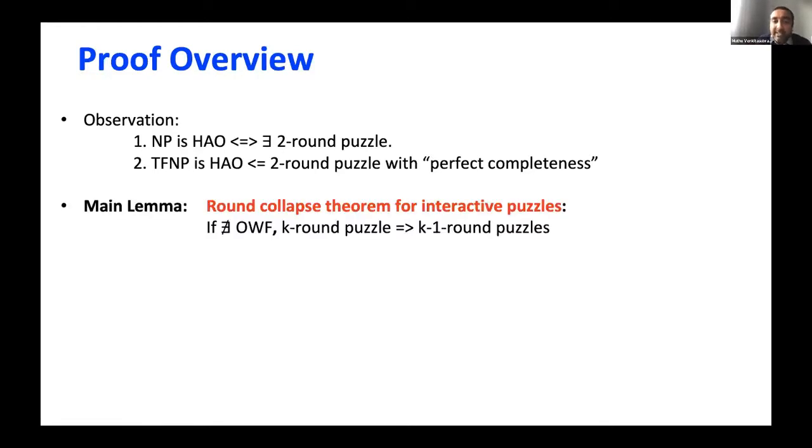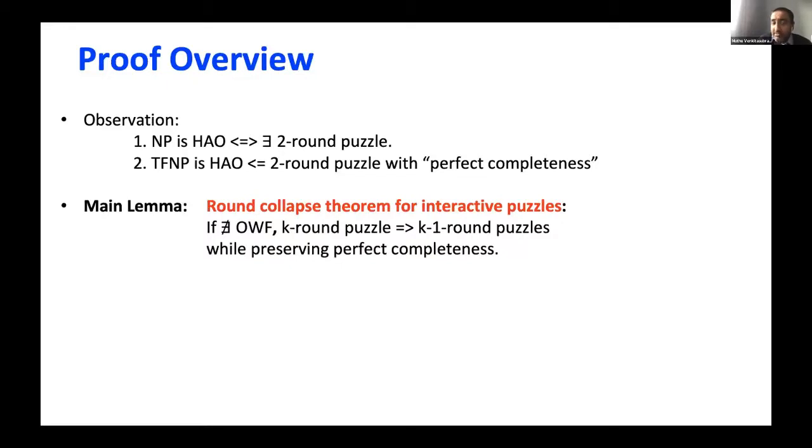But the key lemma that we show is a round collapse theorem for interactive puzzles. This can be viewed as an analog of Babai-Moran. The techniques in Babai-Moran round reduction do not work here, but in principle, this is what we show. We show that if one-way functions don't exist, then a k-round puzzle can be made into a (k-1)-round puzzle. In other words, if I have a constant round puzzle, I can make it a two-round puzzle.